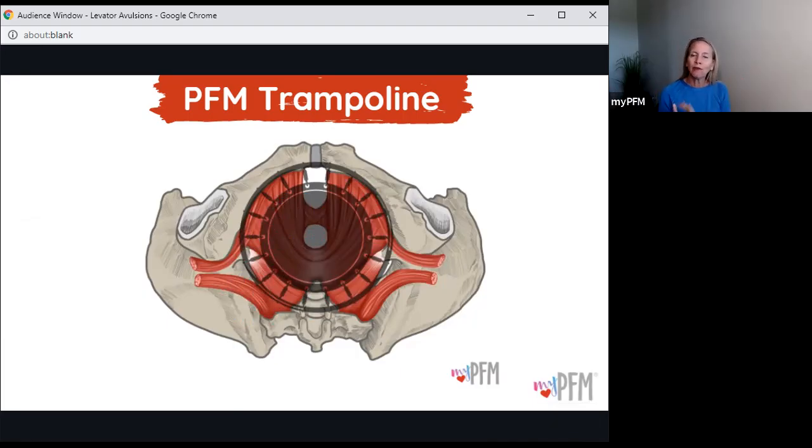So levator avulsions. Levator is the levator ani muscle group that we talked about, those deep pelvic floor muscles. And avulsions means to tear off. Okay, so to tear. You could have a ligament avulsion, an avulsion injury where a ligament tore off a little chunk of bone even sometimes, but avulsion is tearing.